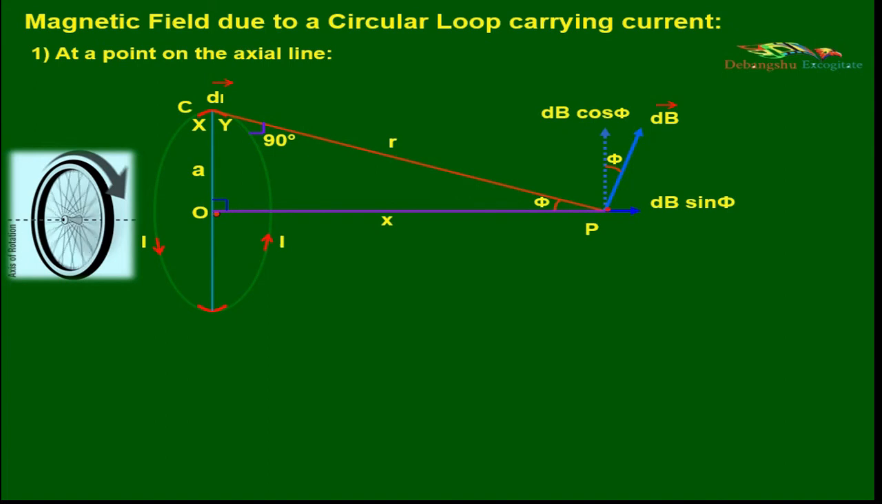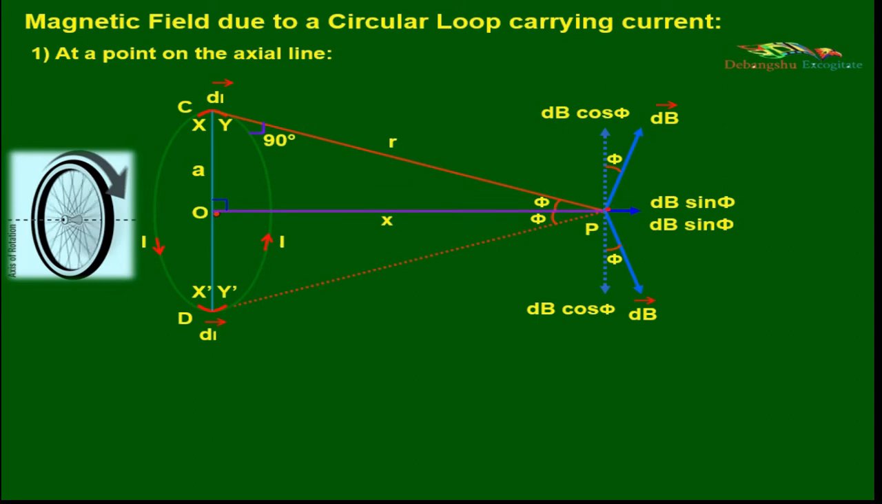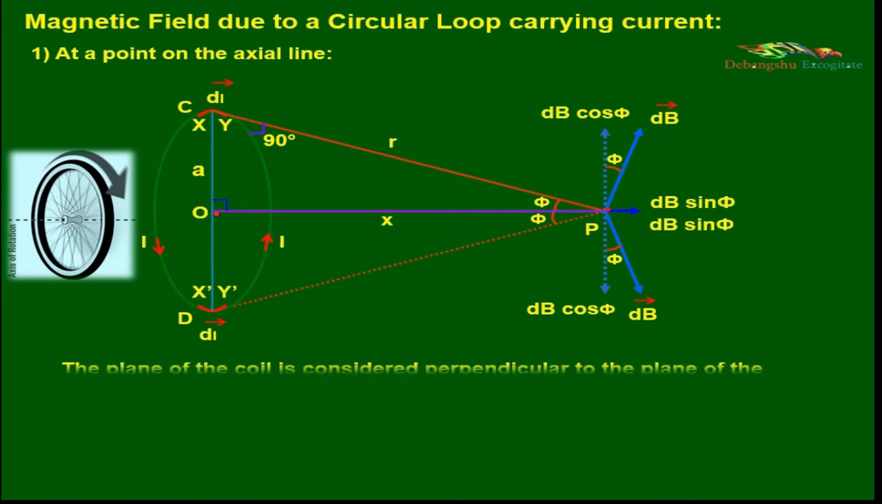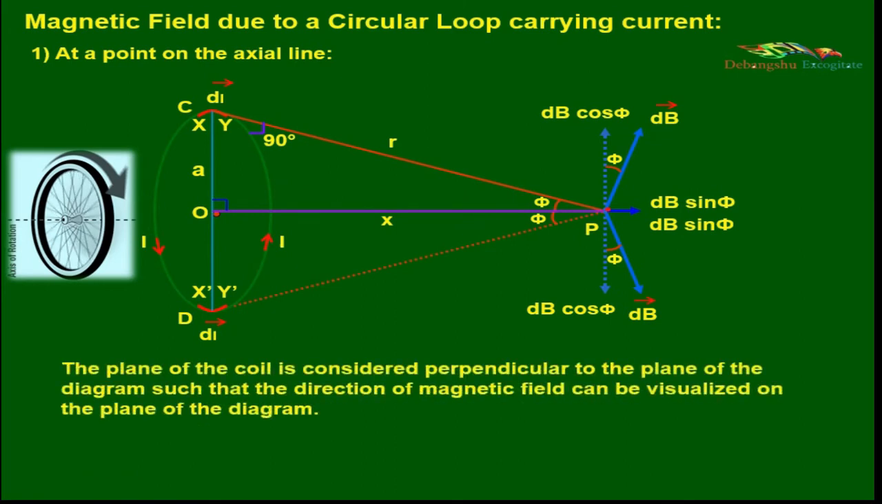So dB can be resolved into two components, dB cos phi and dB sin phi. dB cos phi is perpendicular to the line joining, and dB sin phi is along the line joining. And again at point D we have taken x' y' as the current element, so dB once again can be found out. The dB cos phi components are equal and opposite for two diametrically opposite elements, so they cancel out each other and dB sin phi will add up. So the net value you can find out by integrating dB sin phi.